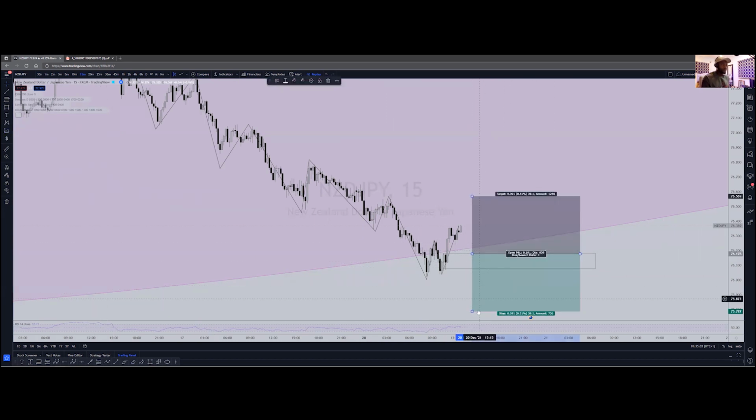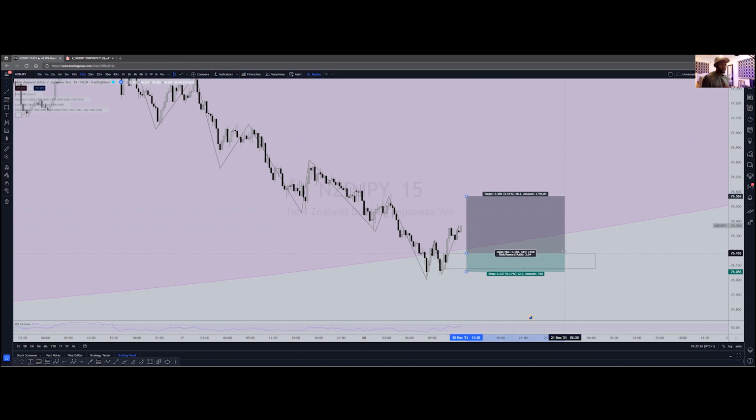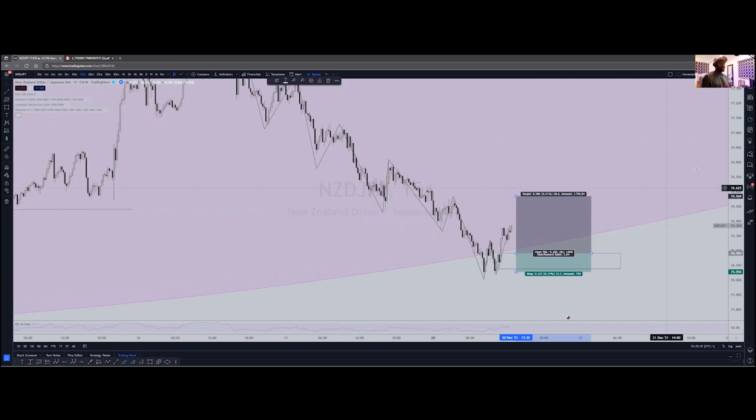Right there. And of course, my stop loss is just going to be below that zone. I think just about a 12 pip stop loss, or maybe a 10 pip stop loss. And of course, my target.